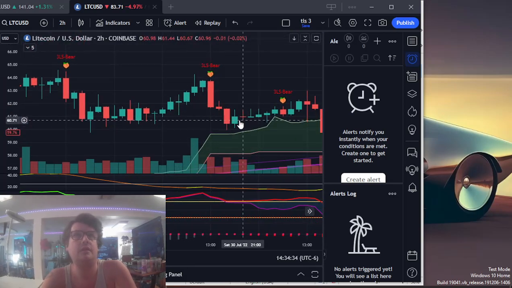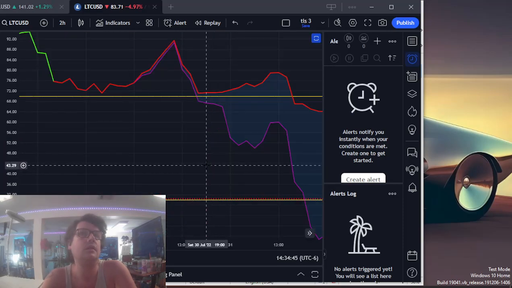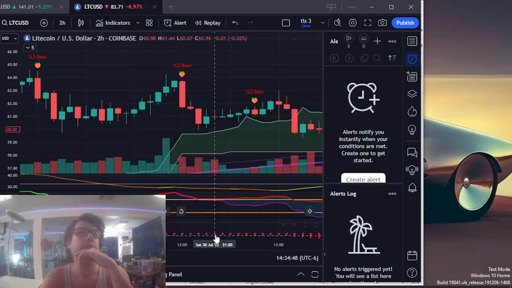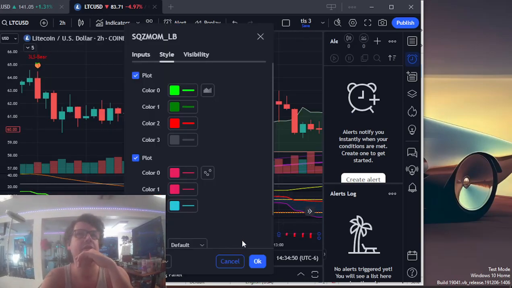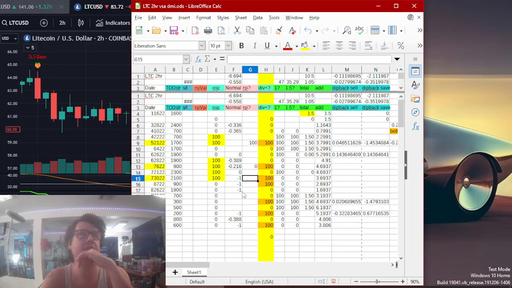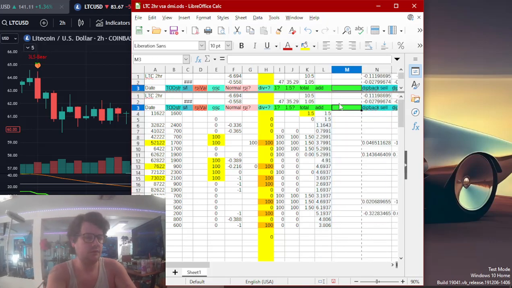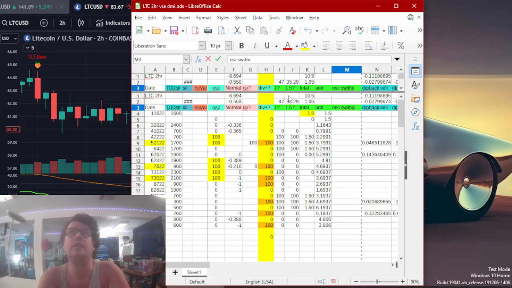730.21. Ooh, close. Oscillator even going the right way on this. 730.21. It is an oscillator switch. I don't really need this, but oscillator switch. So 730. That does count.